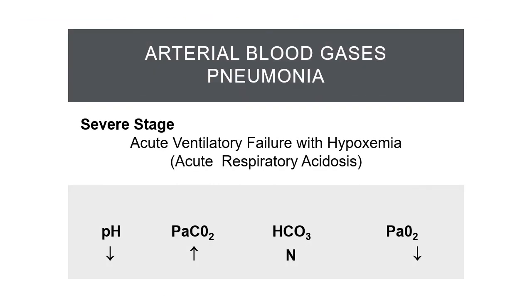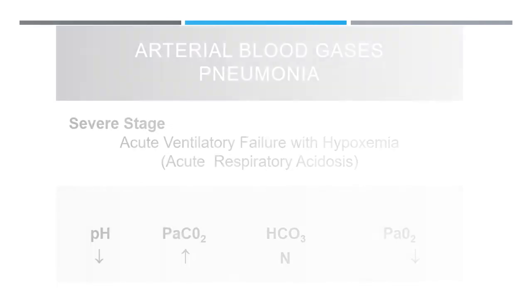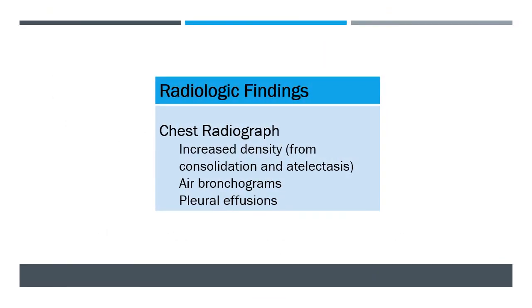In acute ventilatory failure with hypoxemia, in severe pneumonia, you will see an acute respiratory acidosis, which means the pH will be low, the PaCO2 will be high, you will have a normal bicarb, and the PaO2 will be low. On chest x-ray, and we'll look at several, you may see an area of patchy infiltrate or consolidation, atelectasis, air bronchograms, and pleural effusions.